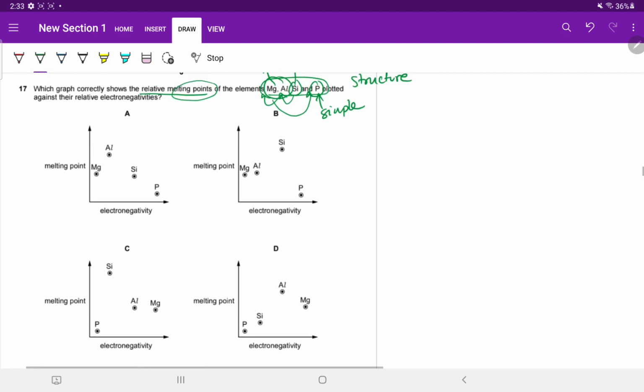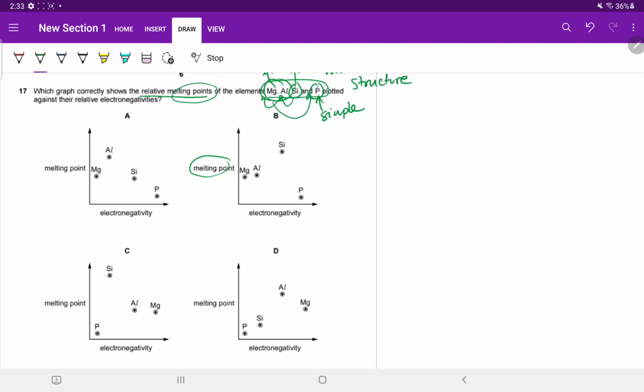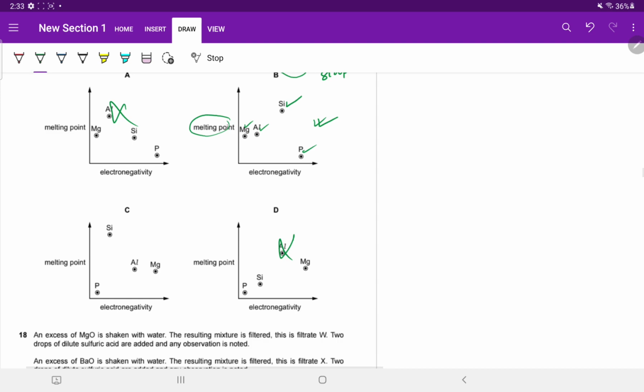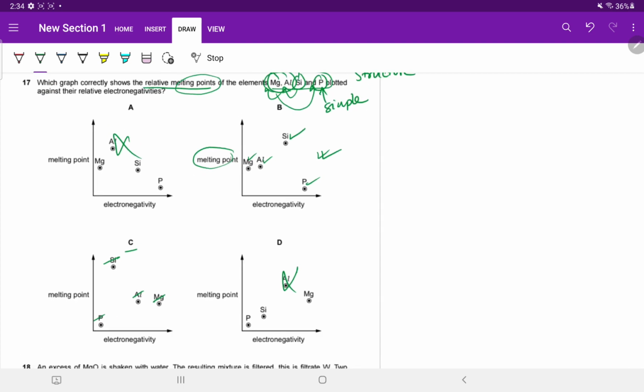So let's first compare the melting points. The melting point, as you can see, option B, silicon stays at top, then aluminium, magnesium, phosphorus. So this gives us a proper melting point chart. Whereas option A is wrong because it shows aluminium. Option D is also wrong because that also shows aluminium. Option C shows silicon and then aluminium, magnesium, phosphorus. Okay, that also makes sense in terms of melting point. Now we have to observe the other thing, which is relative electronegativity. So let's compare the electronegativities of options B and C to decide our final option.